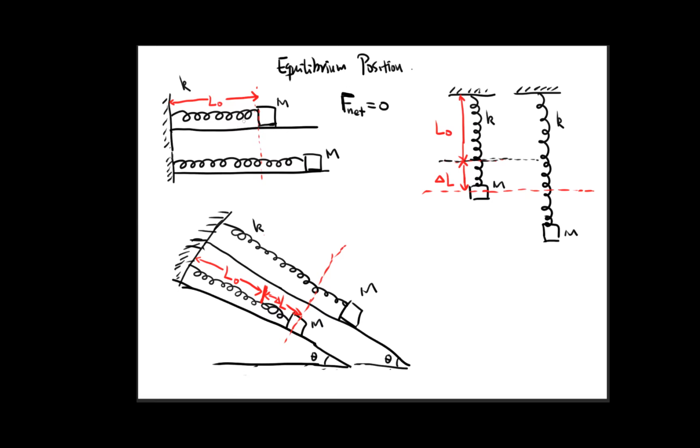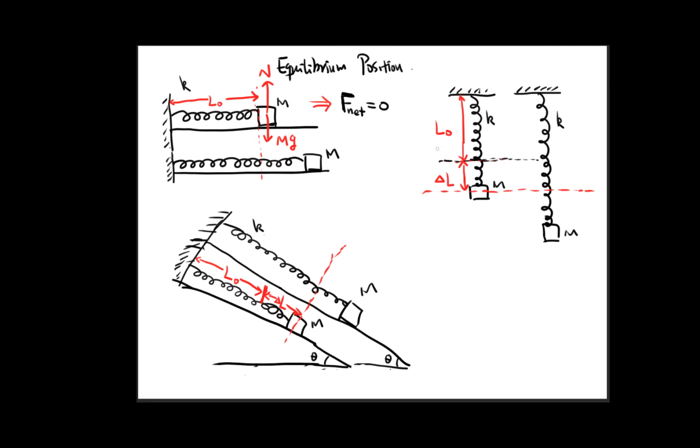Okay, so it's easiest to find such a position in this situation because it's horizontal. The normal force acting on the object, mass m, due to the ground, is balanced by gravity mg. And if the spring is at its original length, there's no spring force acting on it. So that satisfies net force equals 0.